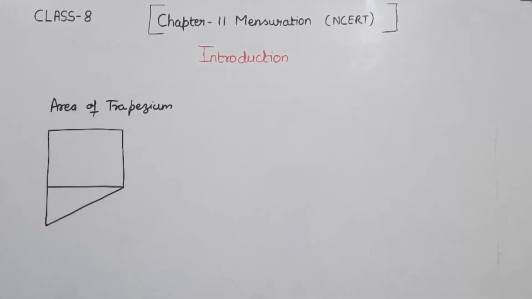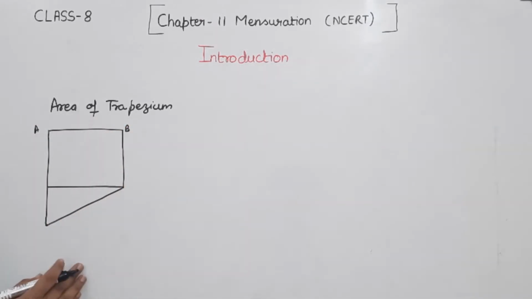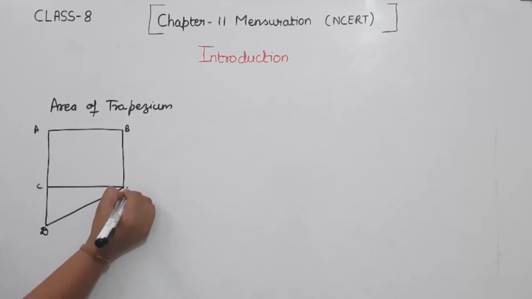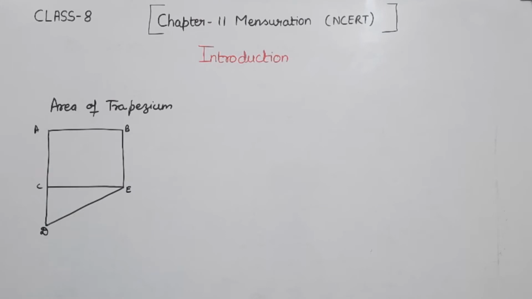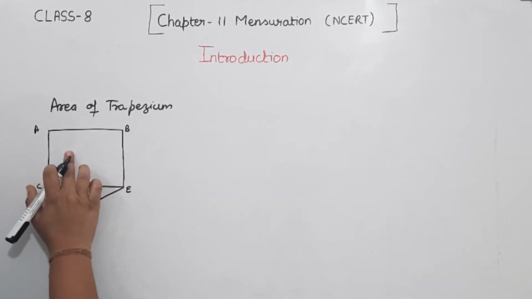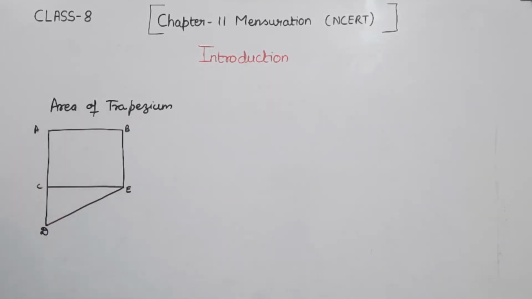This is the figure of the trapezium we are having. In this one we are having, this is the A, B, this one is the C, D and E. So this one we are having the trapezium. Now we have to find the area of the trapezium. So we can find the area of the trapezium by adding, this one we are having is a rectangle and this one we are having is a triangle. So when we add the area of the rectangle and the area of the triangle, then we are going to get the area of the trapezium.